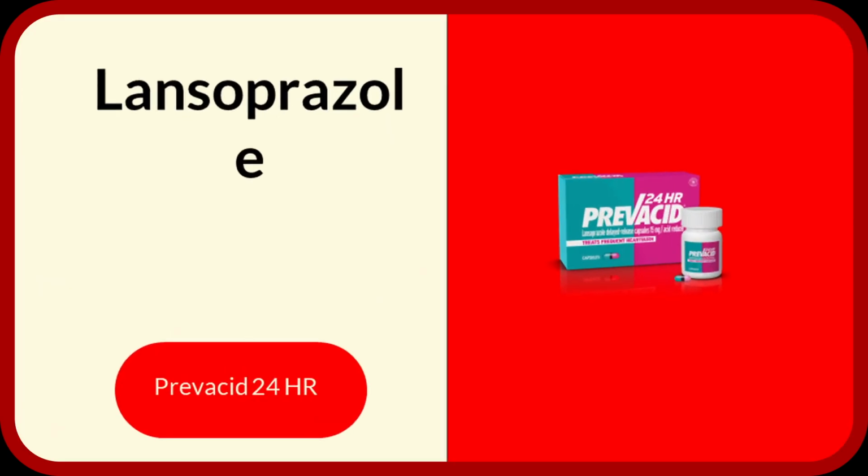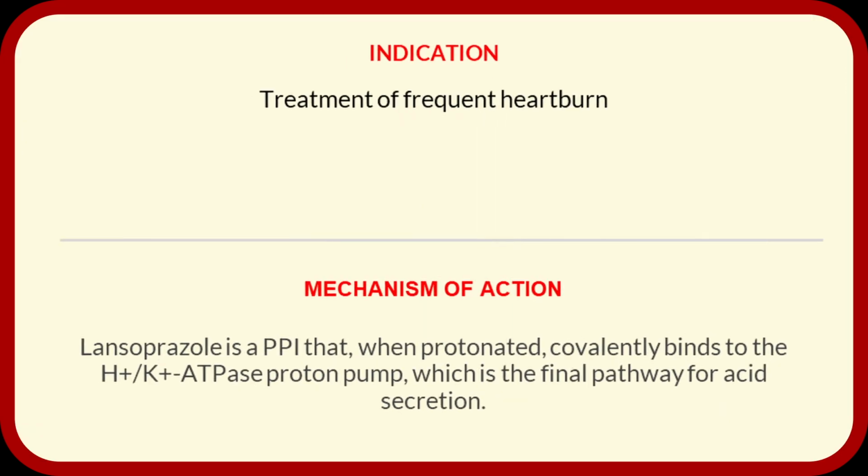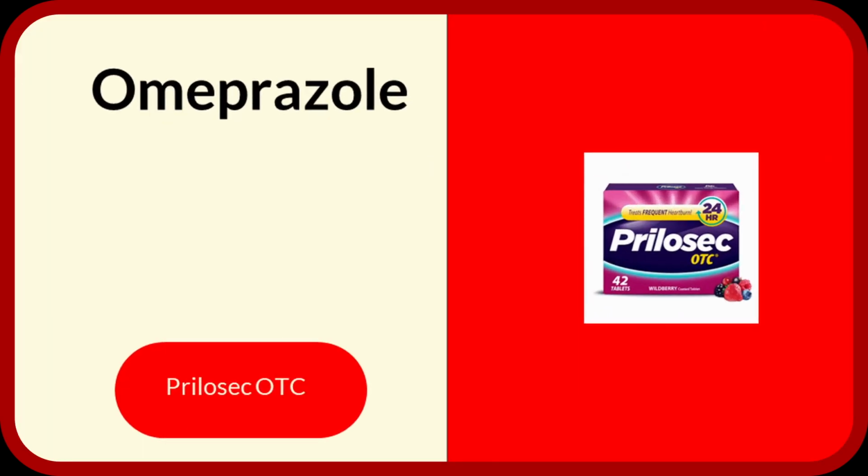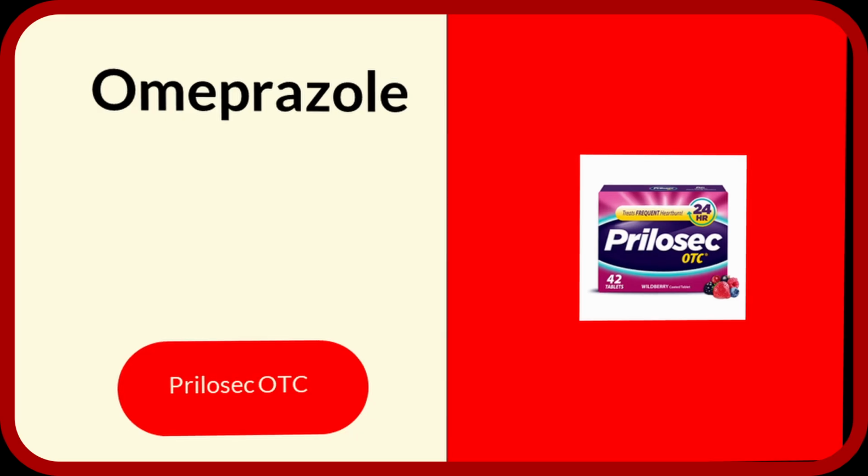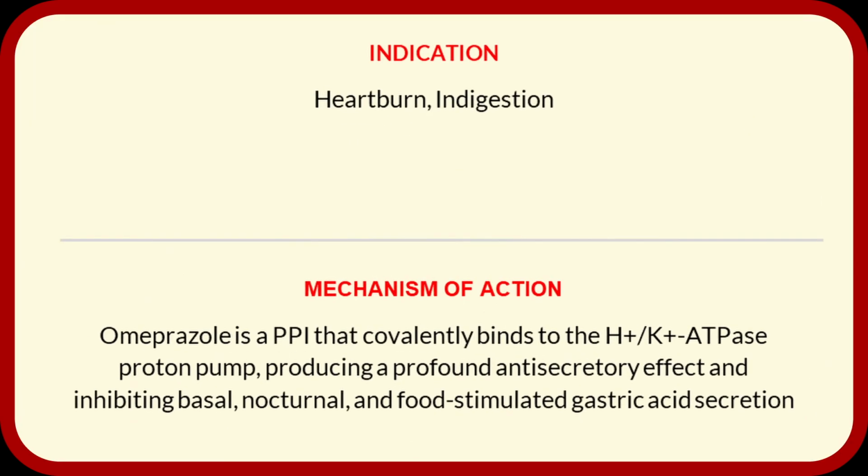Lansoprazole, with the brand name Prevacid 24-hour, is also used for the treatment of frequent heartburn. Lansoprazole is a PPI that, when protonated, covalently binds to the hydrogen-potassium ATPase proton pump, which is the final pathway for acid secretion. Omeprazole, with the brand name Prilosec OTC, is useful for heartburn and indigestion.